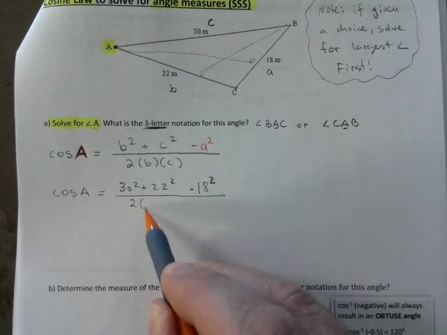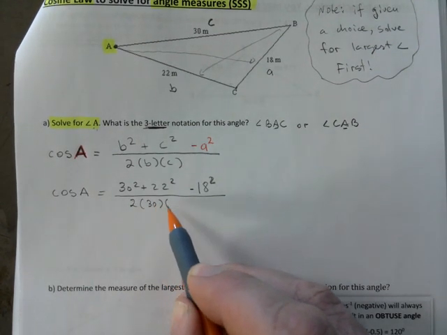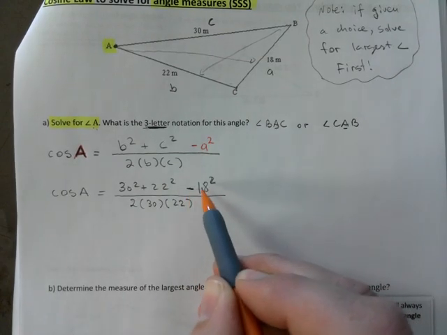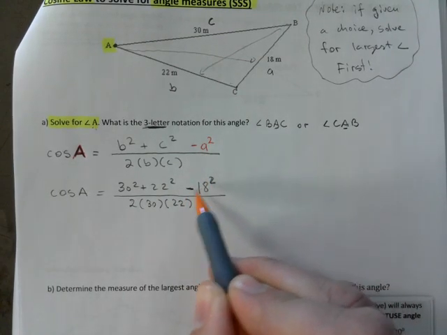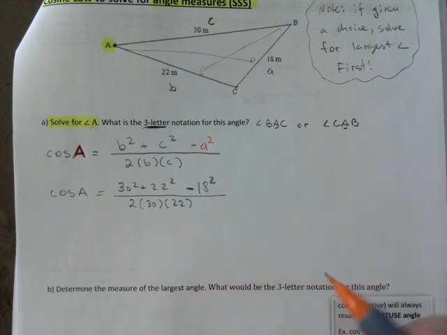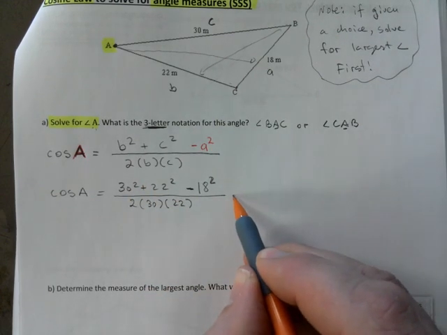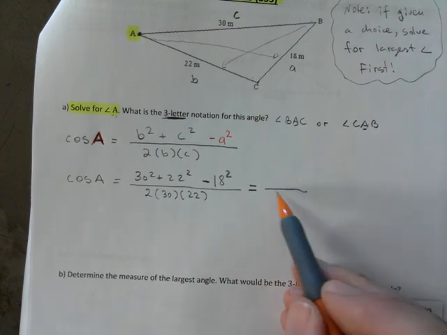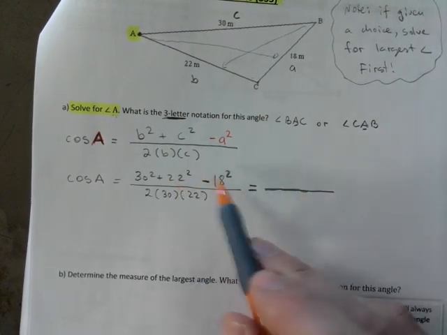And on the bottom you have 2 times 30 times 22. 18 should not show up anymore. That's the only place it shows up, right? It shouldn't show up anywhere else. So watch what I'm going to do here. I'm going to show you how to do this. Please do this step. We're going to figure out what the numerator is and the denominator separately.